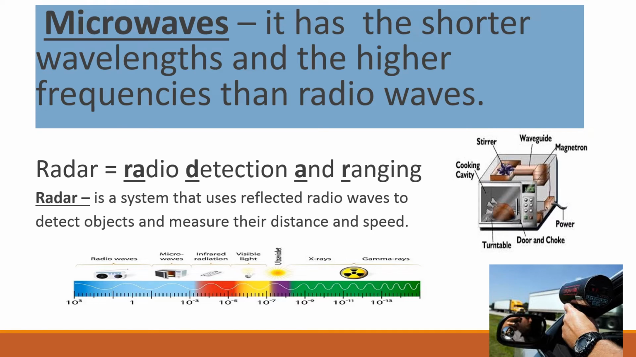To measure distance, a radar device sends out microwaves that reflect off an object. The time it takes for the reflected waves to return is used to calculate the object's distance.